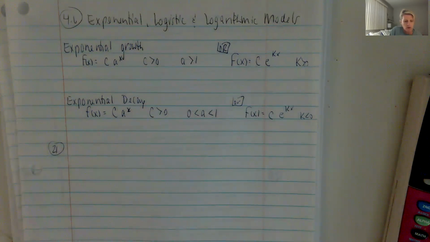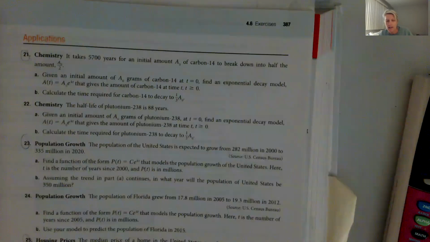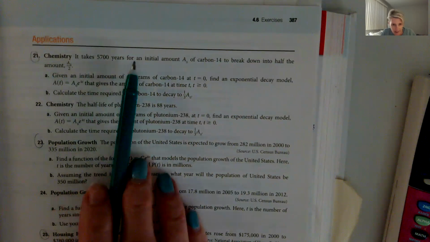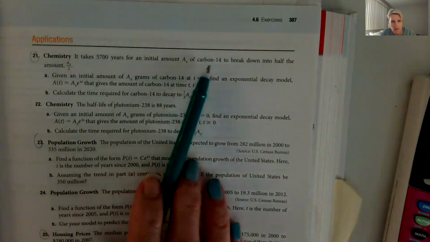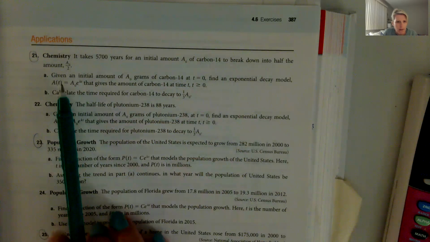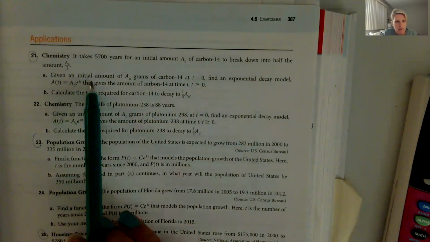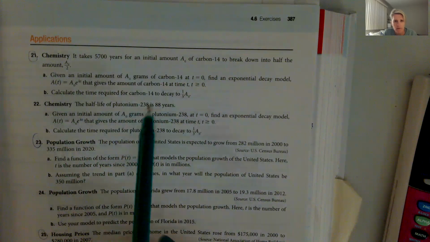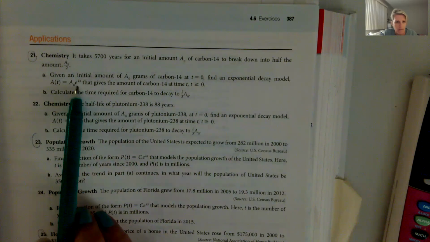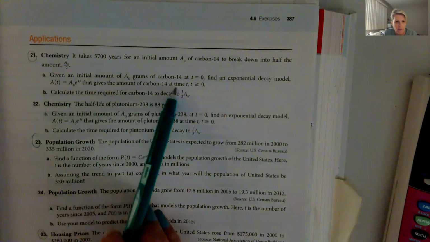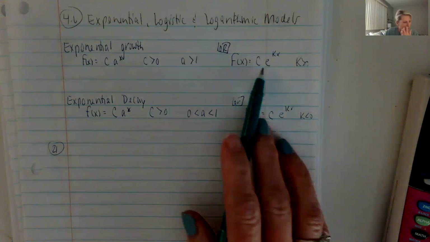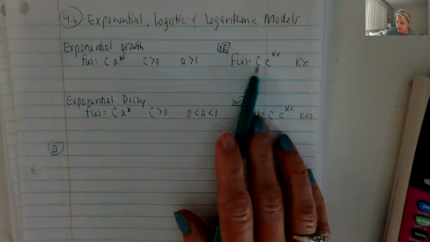So let's look at number 21 on page 387. This is a chemistry problem. It says it takes 5,700 years for an initial amount A sub 0 of carbon-14 to break down into half of the initial amount. That's called the half-life. Given an initial amount of A sub 0 grams of carbon-14 at t = 0, find an exponential decay model that gives the amount of carbon-14 at time t.